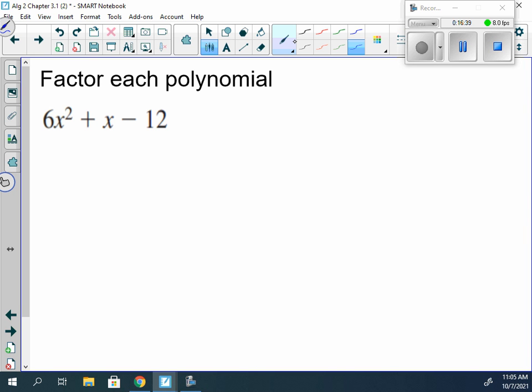Let's look at this one. Is there a greatest common factor between all three terms? 6x squared, x, and 12. Is there a greatest common factor between these three? It'd be 1 in front of the x. So there's not really a greatest common factor besides 1. So we can move on to step number 2: 2 sets of parentheses with 3 spaces.